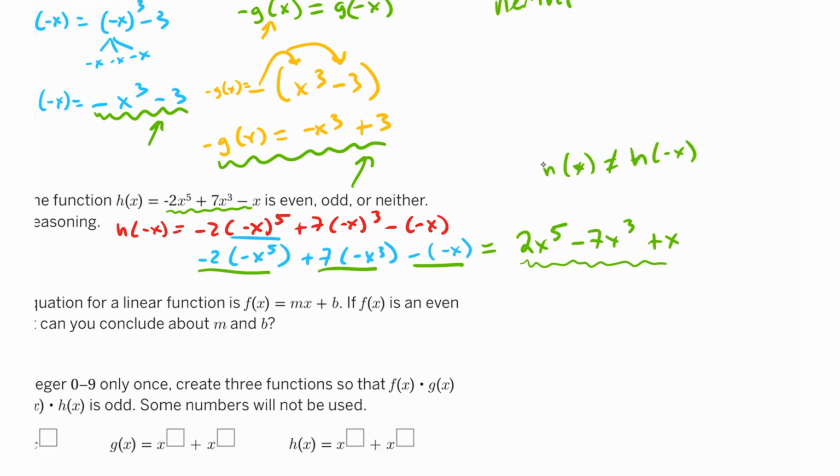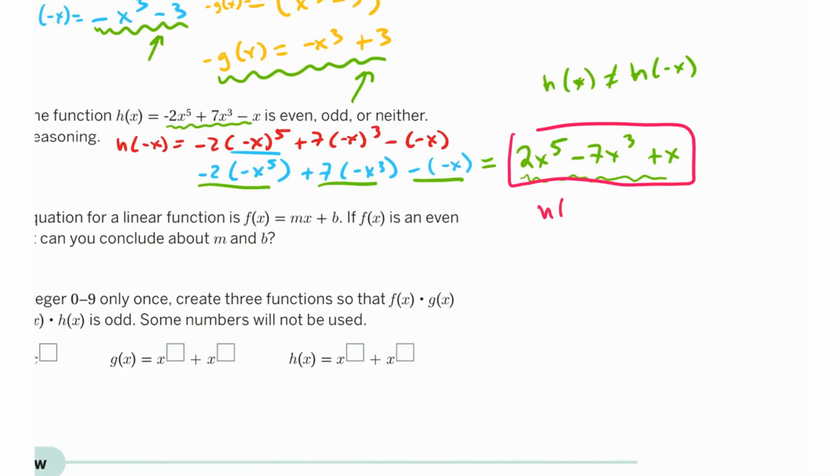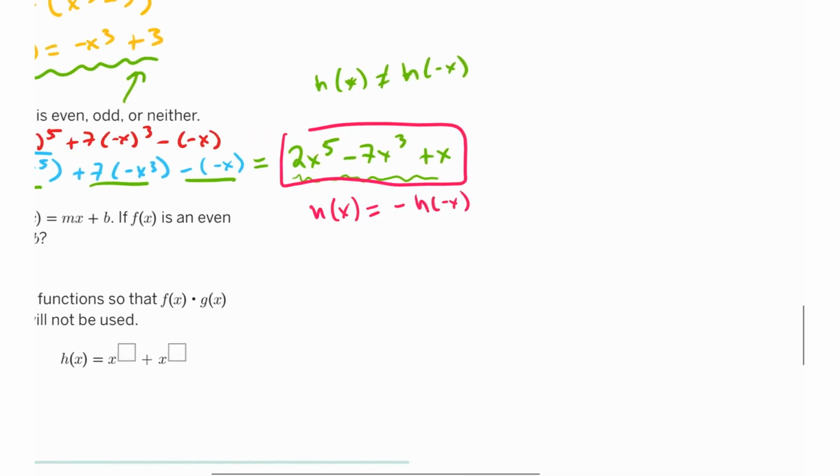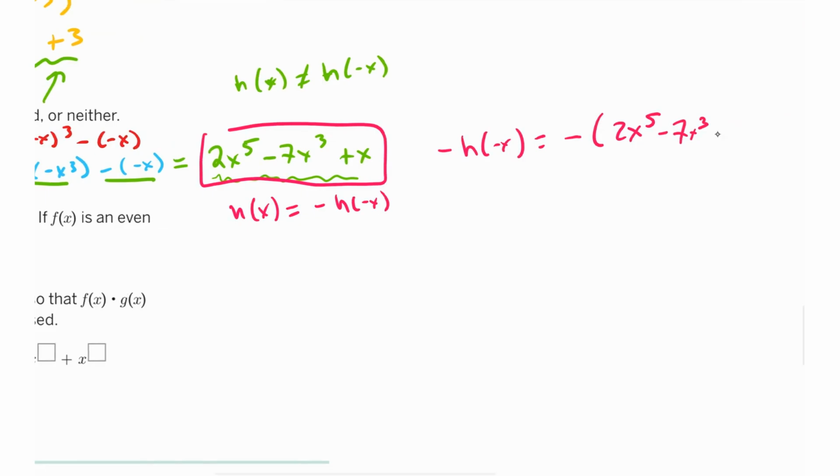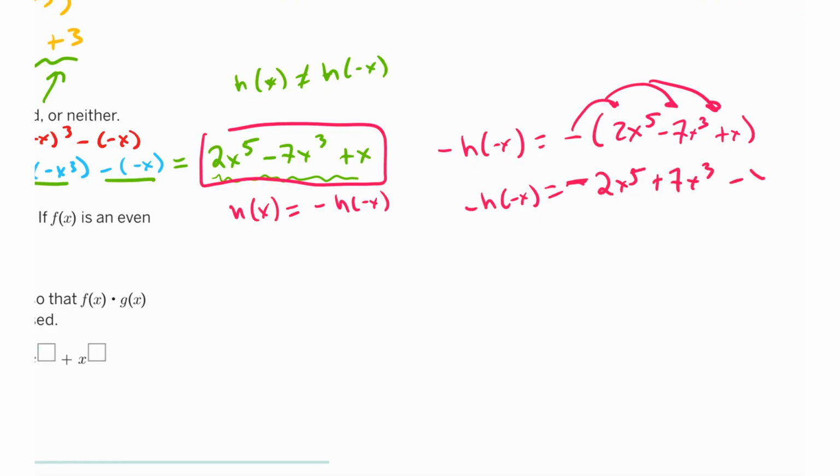So the next thing I have to check is if I were to multiply it by -1, would I get the original function? So again, I'm going to take this and multiply it by -1, because I want to see: is h of x equal to negative h of negative x? So negative h of negative x equals negative of 2x to the power 5 minus 7x cubed plus x. I'm going to distribute this negative. Negative 2x to the power 5 plus 7x cubed minus x.